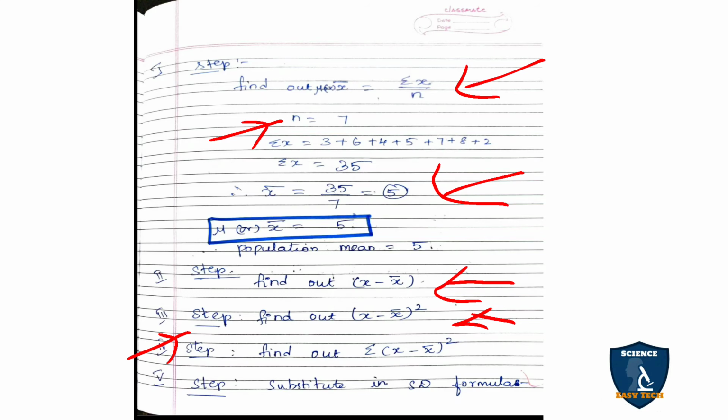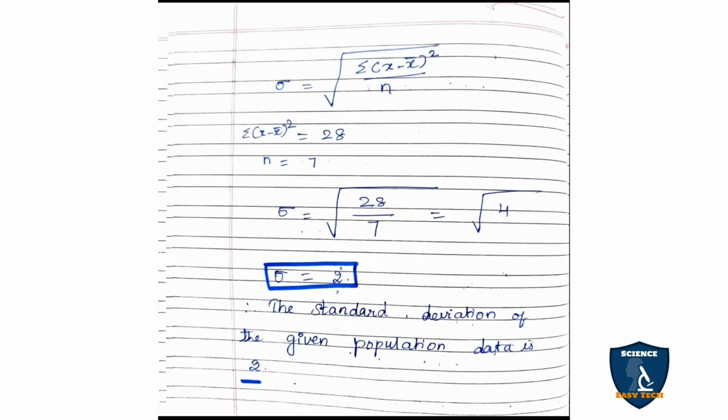Finally, you have to substitute everything in the standard deviation formula. Since this is population data, I am taking this formula: sigma is equal to square root of summation of x minus x bar square divided by n. Summation of x minus x bar square is how much? 28. N is how much? 7. So substitute in the formula: standard deviation is equal to square root of 28 by 7. So 28 by 7 is how much?